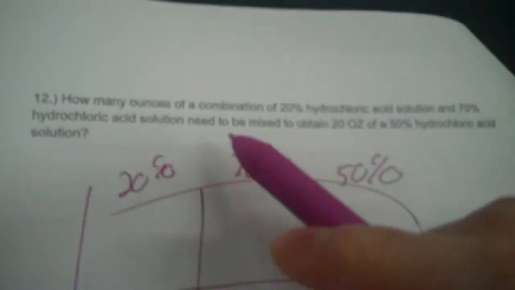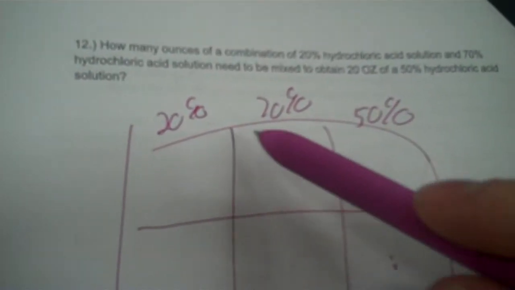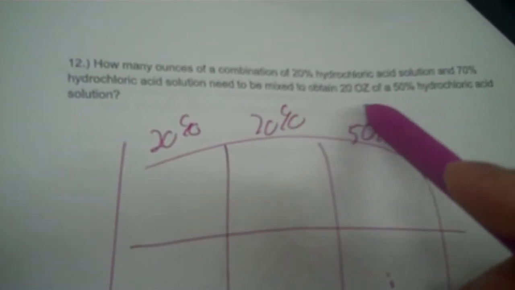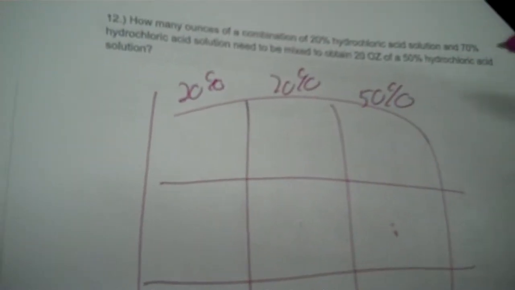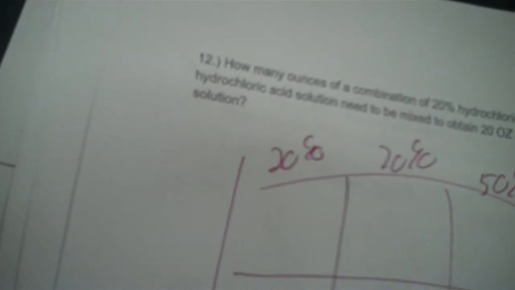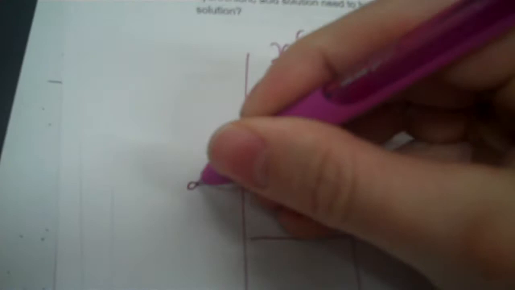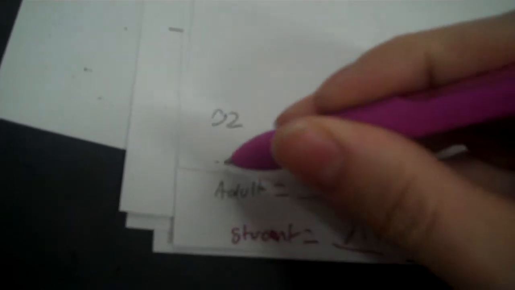Okay, it says how many ounces of combination of 20% hydrochloric acid and 70% hydrochloric acid solution need to be mixed to obtain 20 ounces of a 50% solution. So I'm mixing these percents together. Now, you're not going to label this right here. You're going to label this percent. And you're going to label this ounces. Down here it says ounces. That's supposed to say OZ at 70.